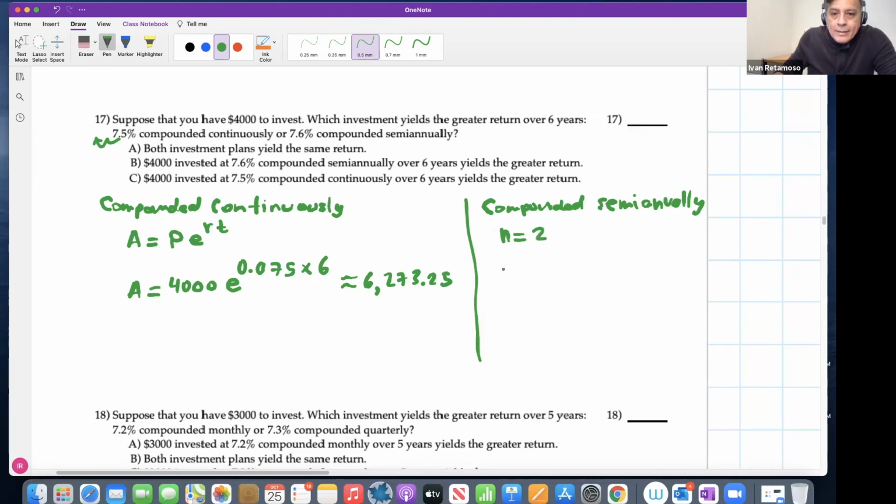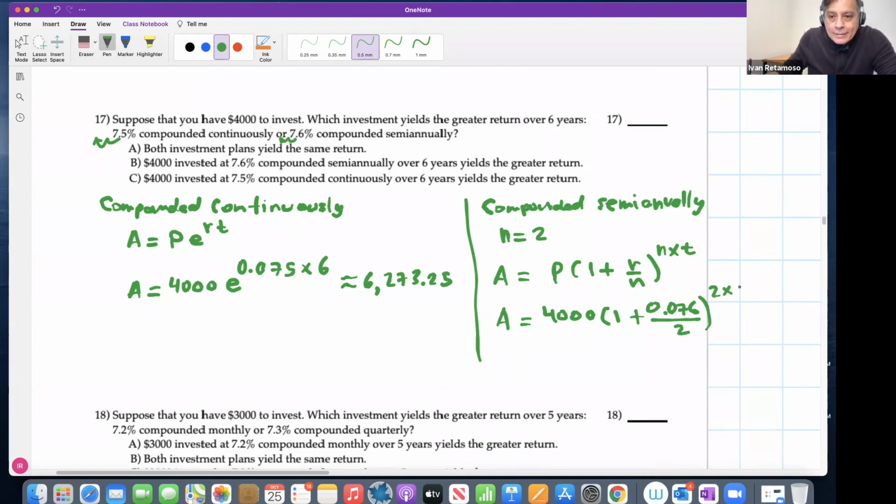Twice a year. So my accumulated value will be P times 1 plus R over N raised to N times T. Accumulated value will be present value 4,000 times 1 plus R, R is 7.6%, right? But remember, we move these two places to the left, or with a calculator, we divide that number by 100. N is 2. So all raised to N, 2 times the number of years. The number of years is 6, right?